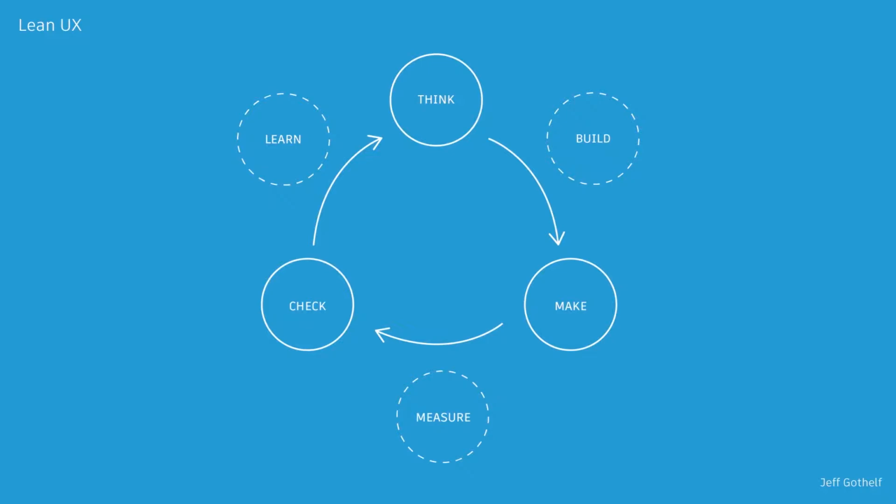You've got these cycles of building, measuring, and learning that you're doing iteratively. So you think of an idea, you come up with an idea for your product, a design you want, then you would make a prototype or some artifact to test it, then you check it with customers. And the key to this is these small iterative loops.